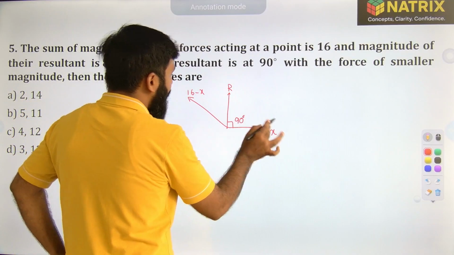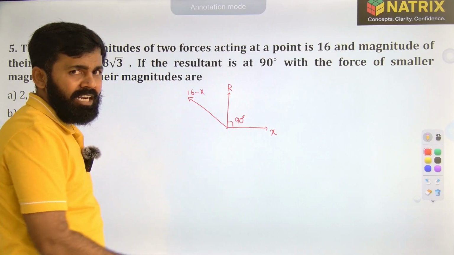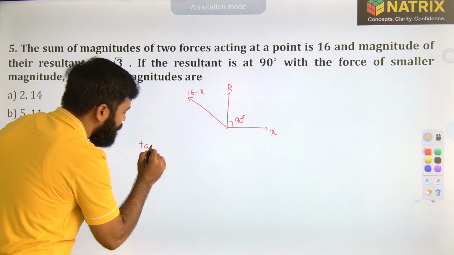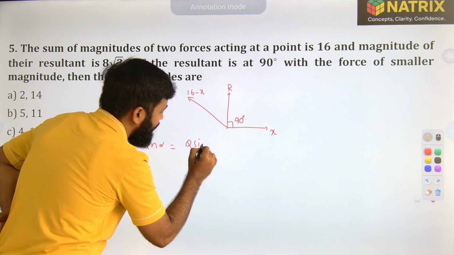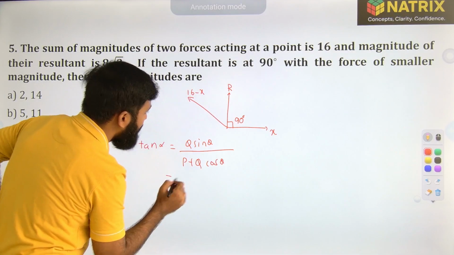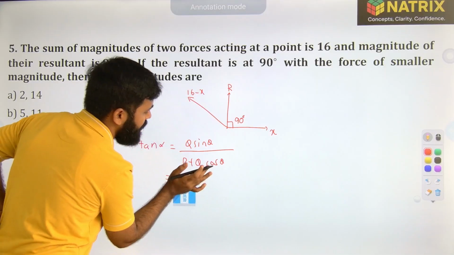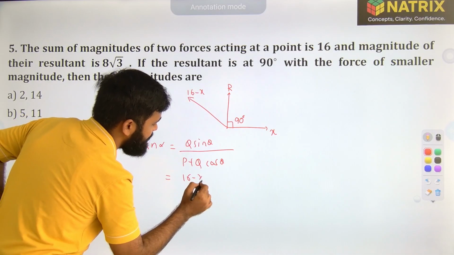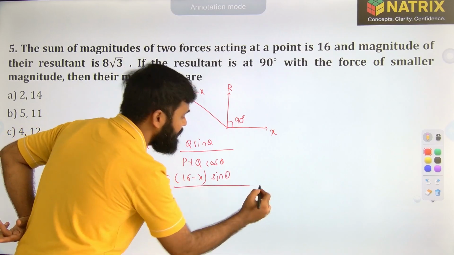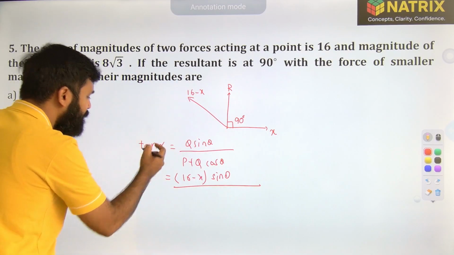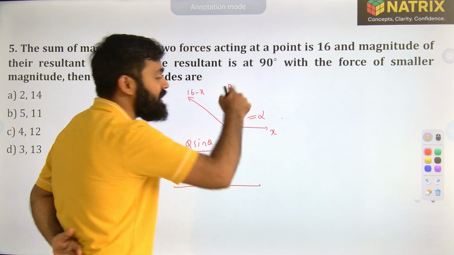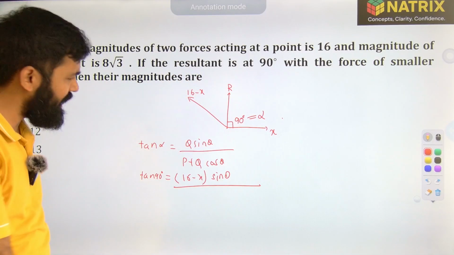So now, the angle made by resultant with one force can be given by tan alpha is equal to Q sin theta by P plus Q cos theta. Here my P is x, Q is 16 minus x, so 16 minus x sin theta. We don't know this theta. So alpha is 90. Angle made by resultant with force is alpha, that is nothing but 90.